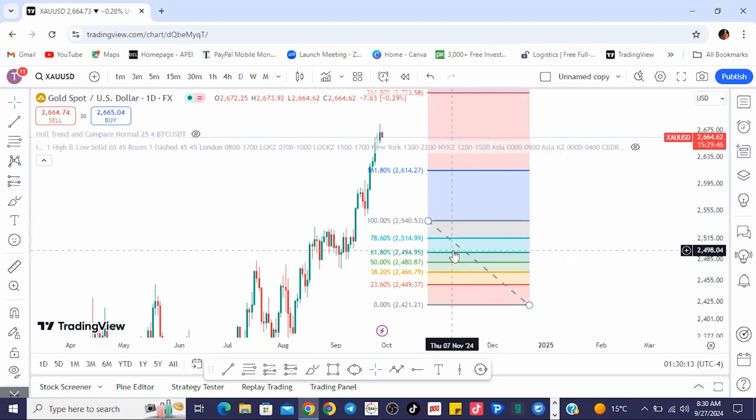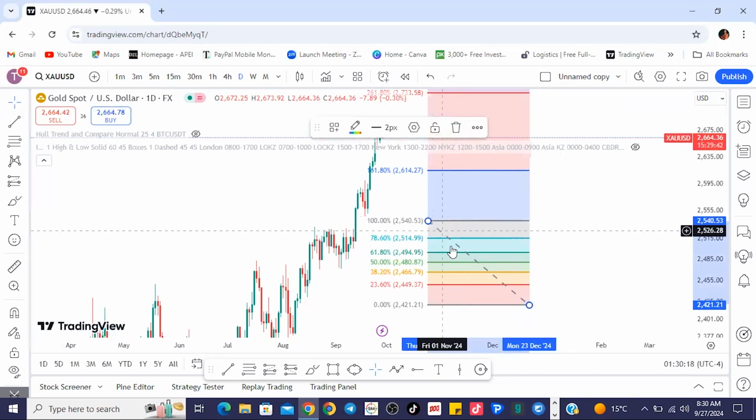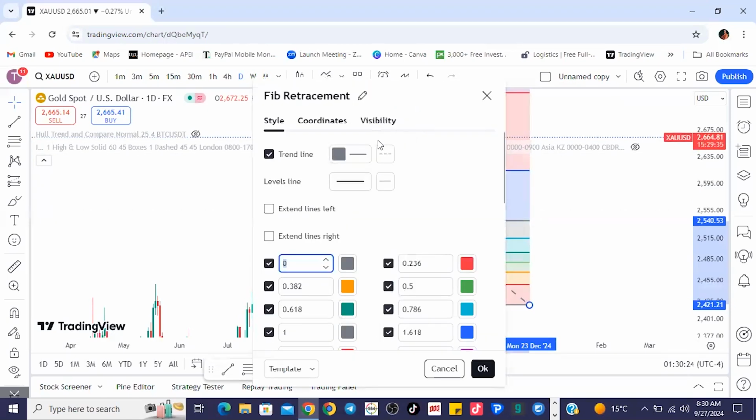Once you have the normal Fibonacci like that, you click anywhere along this diagonal line, then you'll see the option for settings. Once you click settings, what you need to do is adjust this normal Fibonacci into an ICT Fibonacci. And how are we going to do that? To do that effectively, you need to start by checking, first of all, the trend.